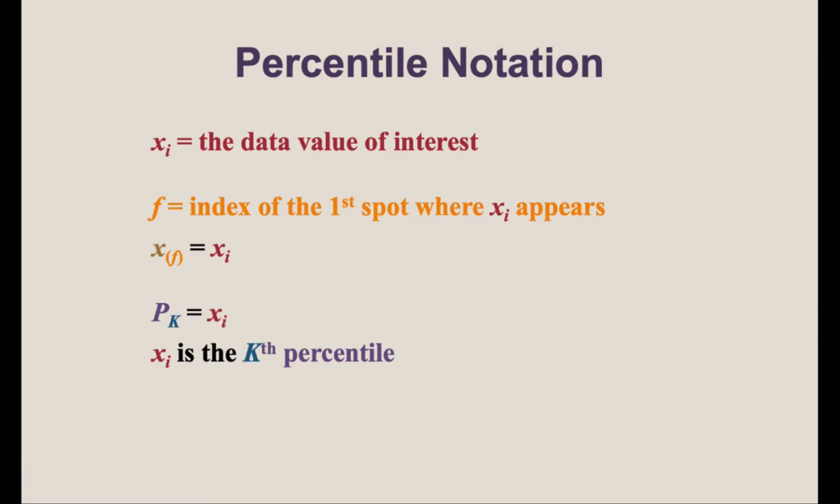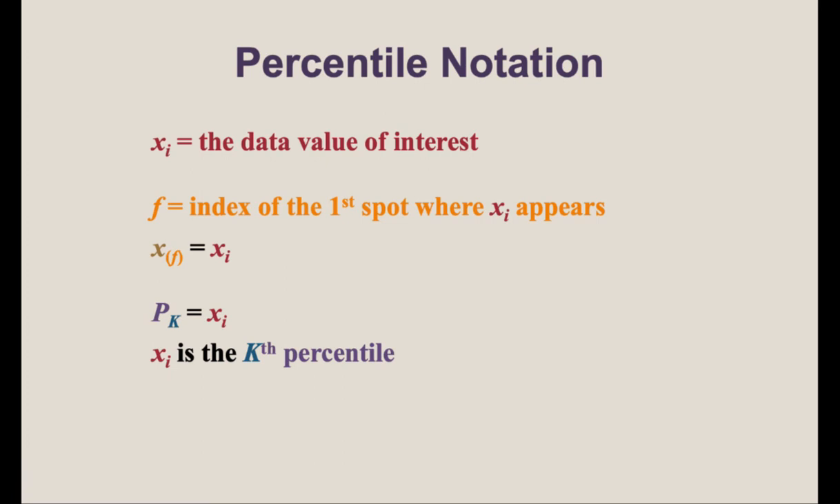I will reiterate here that it is essential to have the data set in order when you are working with percentiles. Now there is an immediate implication for this being the first appearance of the value X sub i. In particular, X sub paren F minus 1 would be strictly less than X sub i. In truth, this is true using any sorted data index F minus 1 or below.